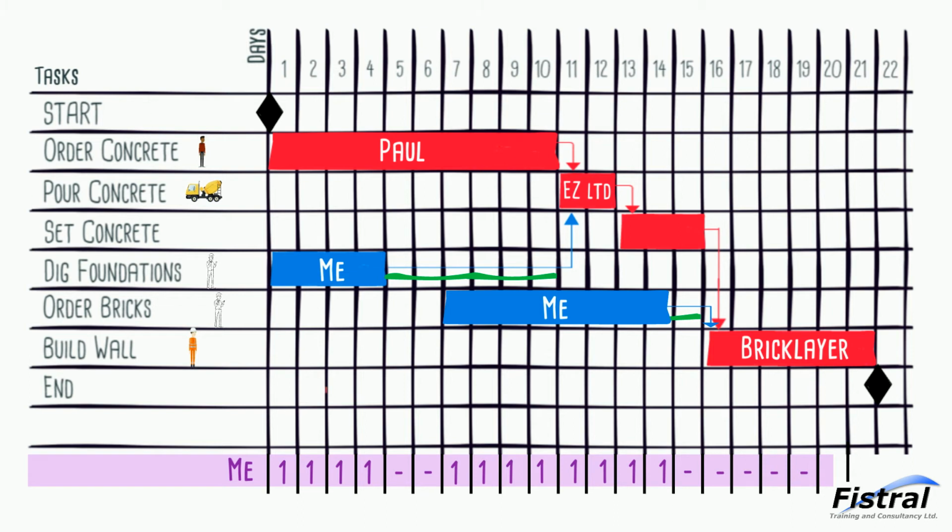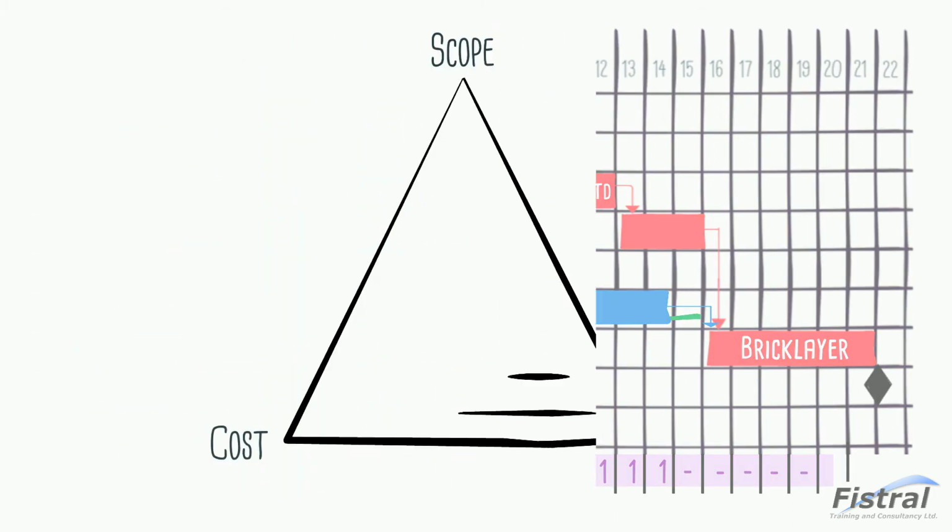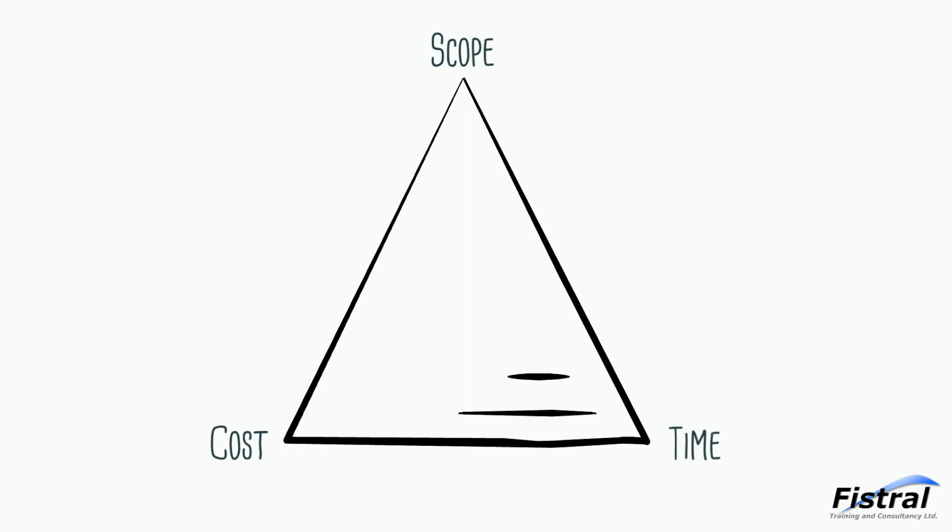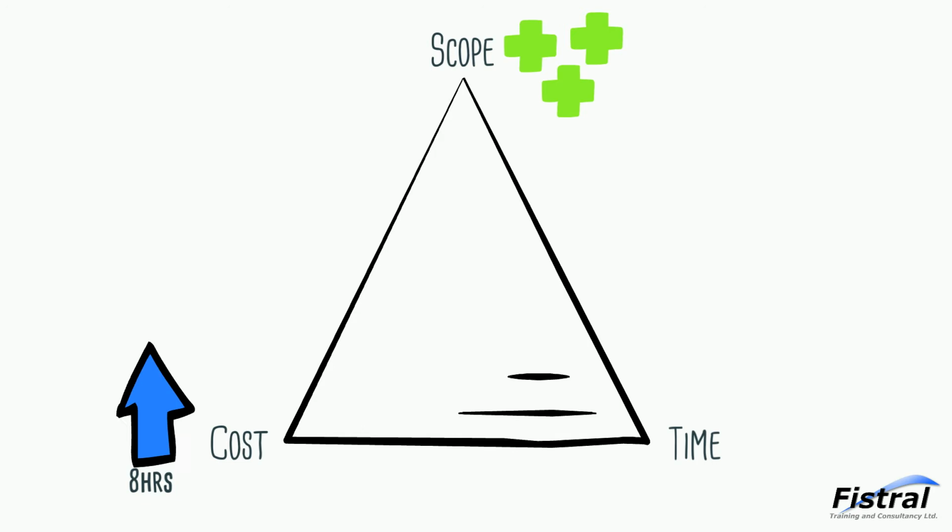But if there isn't enough slack, then we refer back to our triangle. Either I'll have to do more things at once, increase the number of hours I work each day, or the whole project is going to take longer. Everything comes back to the triangle.